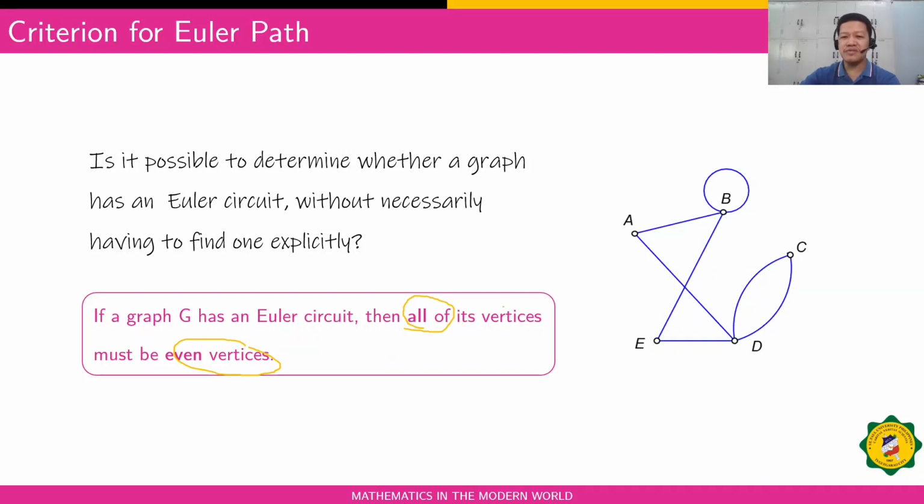So let's determine the degree of each vertex. Vertex A, we have a degree of 2. Vertex B, 1, 2. Then this is a loop, considered 2, so we have 4 here as a degree. E has a degree of 2. How about D? 1, 2, 3, 4. And how about C? 2. 2 and 4 are even numbers. Therefore, you can say that all vertices have an even degree. Therefore, in this graph, there is an Euler circuit.